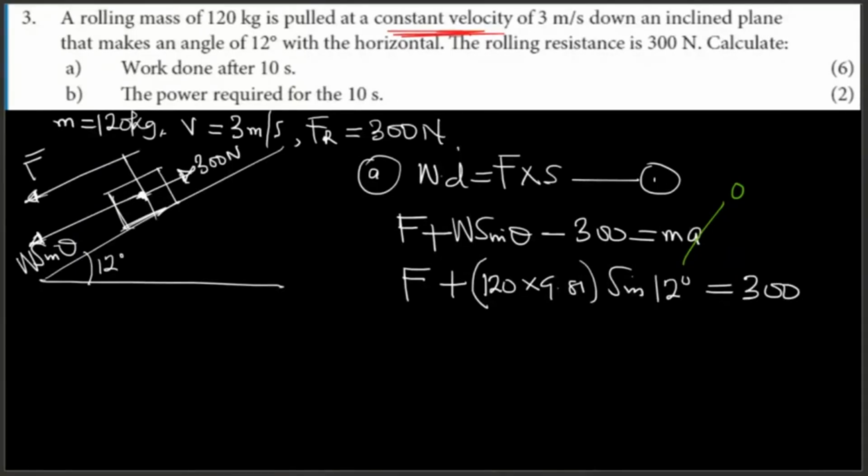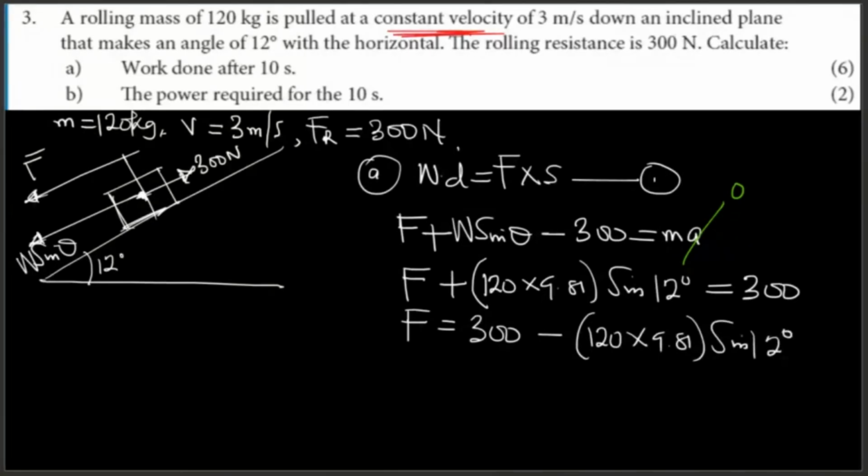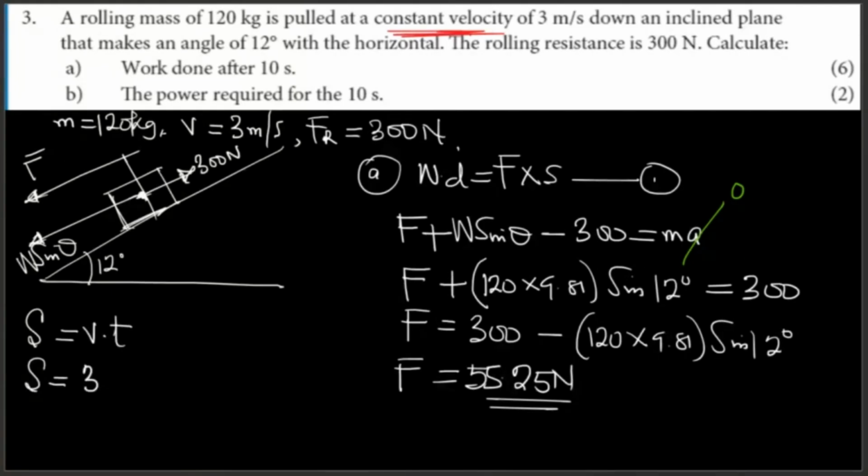So this is going to be 300 minus 120 times 9.81 sine 12 degrees. So we're going to get our force there: 55.225. So let's determine our distance. Distance is velocity times time. Velocity is 3, time is 10. So distance is 30 meters.